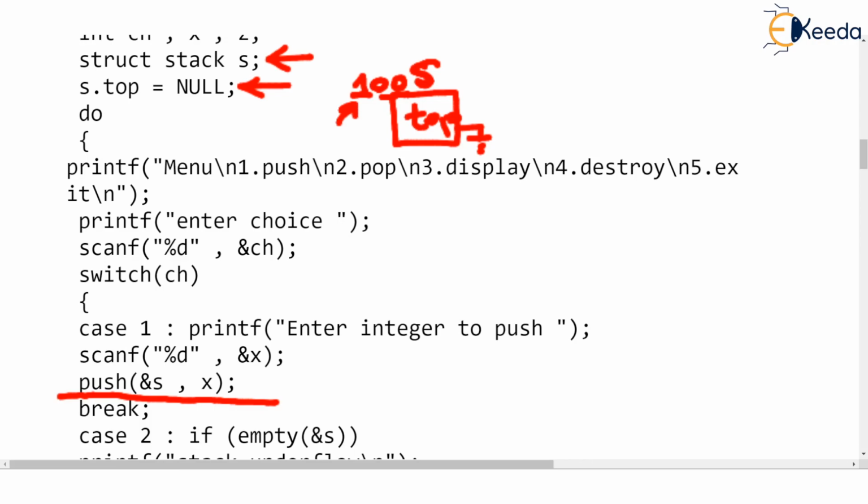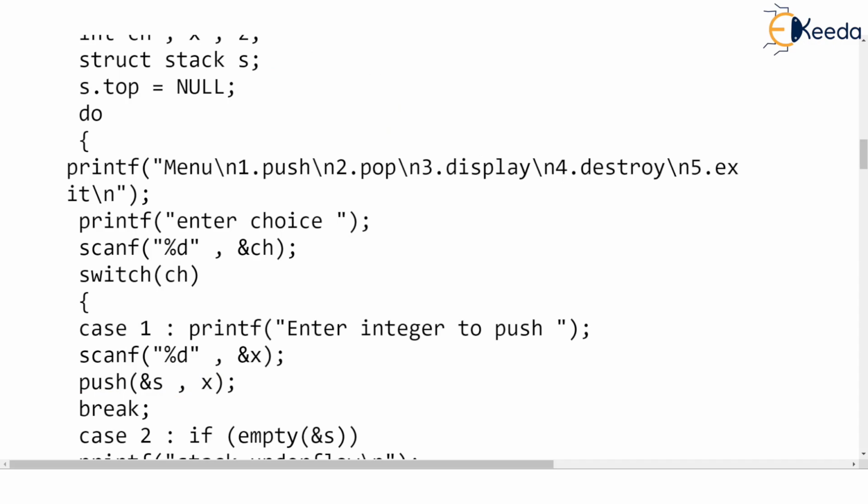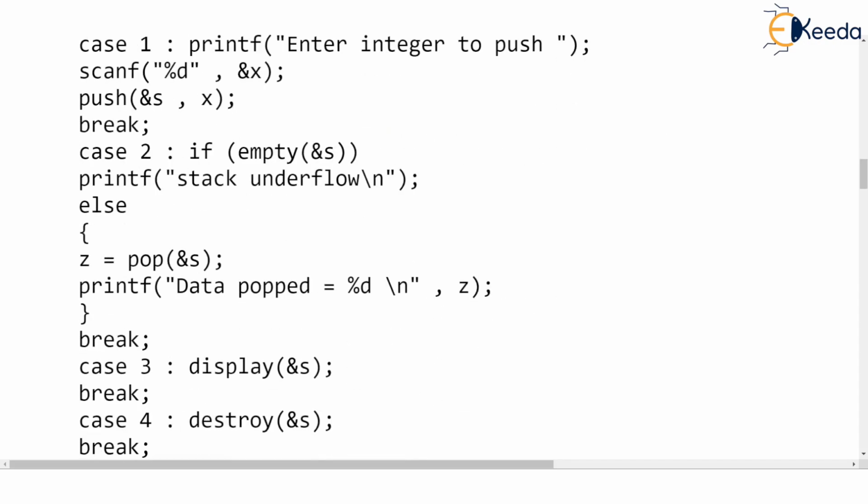Rather, we are not passing S. I repeat, we are passing address of S, and address of S is the location at which S begins or S is stored in the memory. And the second parameter that we have passed, check this, is simply X, the value that we want to push. Keeping this in mind, let us now come to the push function. I hope you have understood the call to push. How was the push function called?